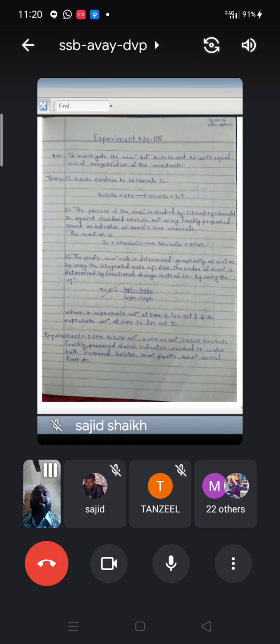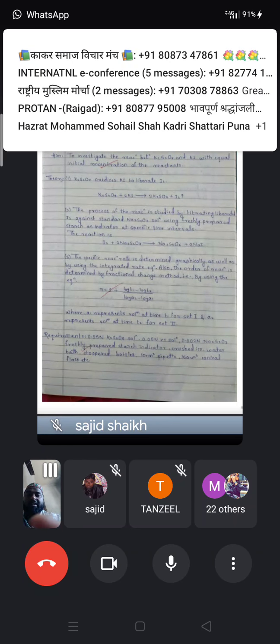We have to investigate the reaction between K2S2O8 and KI. It means we have to see whether this reaction is bimolecular or unimolecular, first order or second order, or pseudo order. These types of reactions you have studied in class 12. Pseudo order means zero order, first order and second order. For this purpose we have to see this particular experiment.